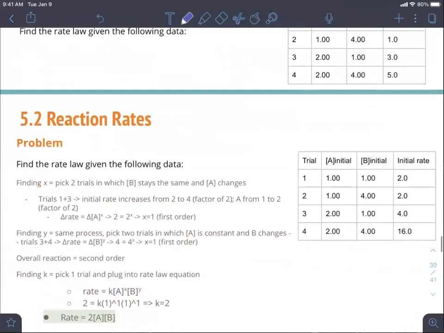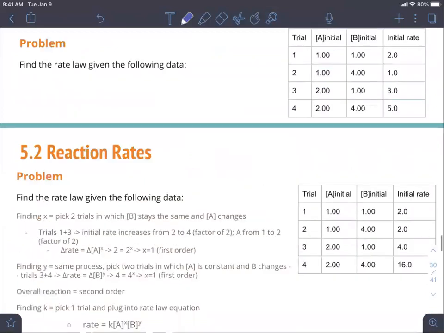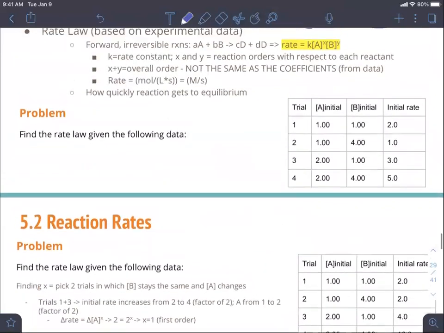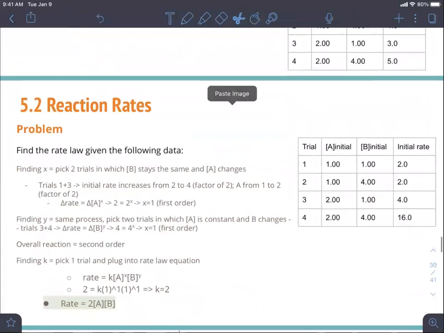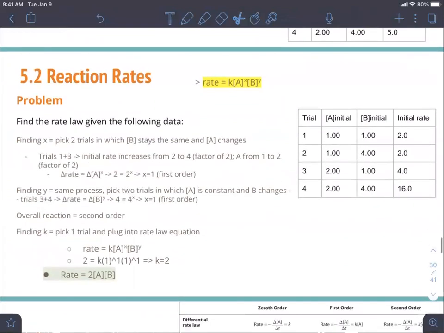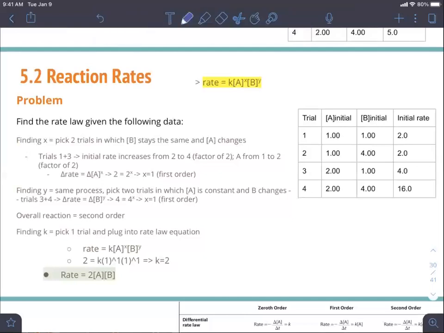Okay, so let's go over this. First, you need to find each exponent. Remember what the rate law is. It's this, right? Okay, so this is the rate law. And firstly, what we need to do is find these exponents.